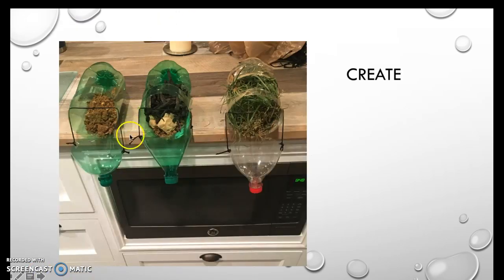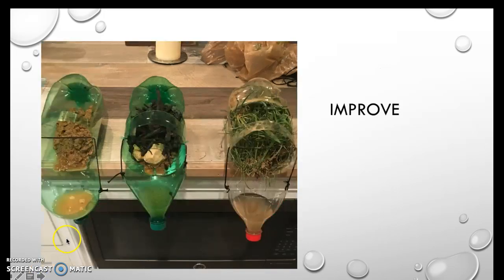And you can see here that I created my 3 bottles, and I have rocks and soil and mulch, and then my roots and grass in my 3rd bottle. So then it came time to test my models.